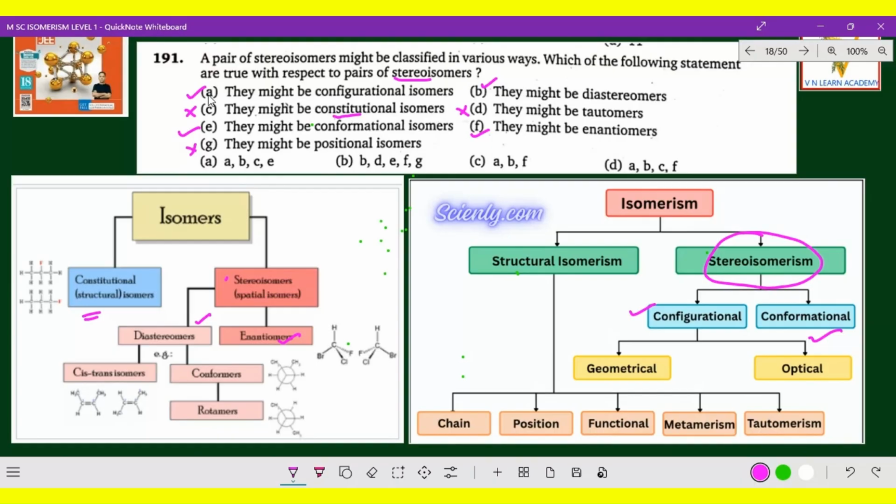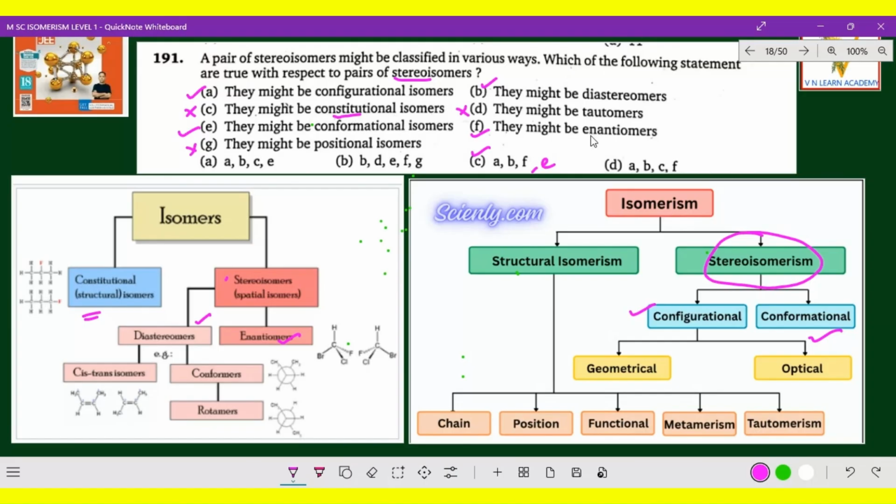So which are all the correct options? A, E, B and F. So A and B, E is not there. So A, B, F, it is there. Actually E also is correct at this point. If they mention E, that is also correct. And A, B, C, F will not be correct. And B, D, where is D? The tautomers will not come under this. And A, B, C, C will not come. So the option is A, B, F.